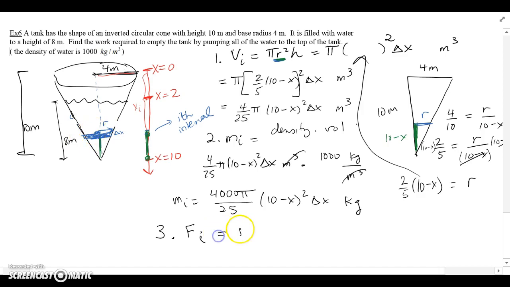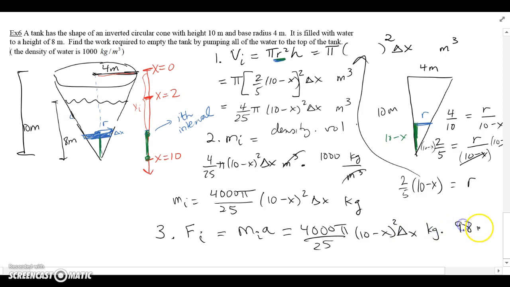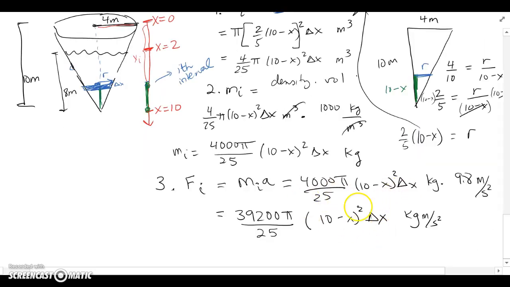And force is equal to ma. We know the mass at the ith location to be what we have above. And also, we know acceleration due to gravity is going to be 9.8 meters per second squared. So now, having simplified things a little bit and multiplied those out, this is what we have in kilogram meters per second squared, which we know is really just a force in newtons. So we have our force acting on that one piece.